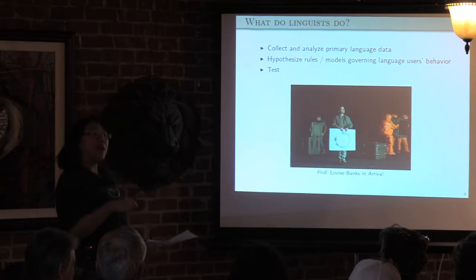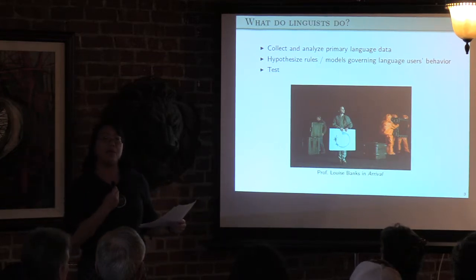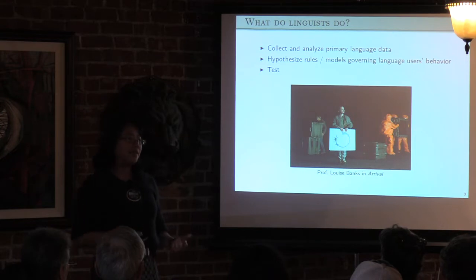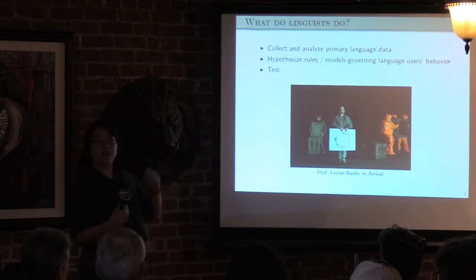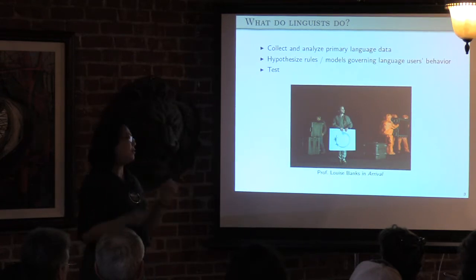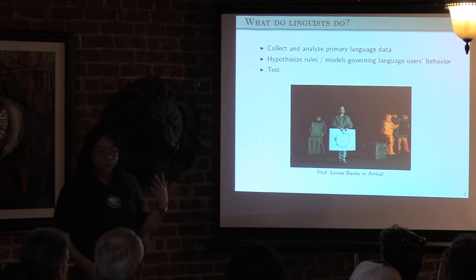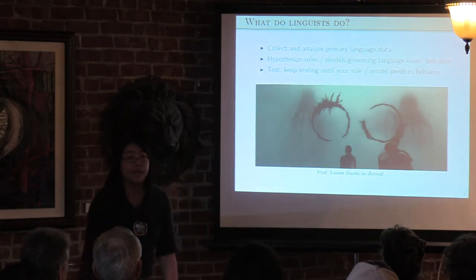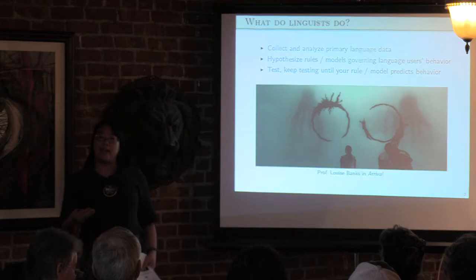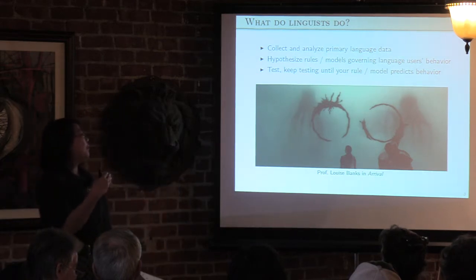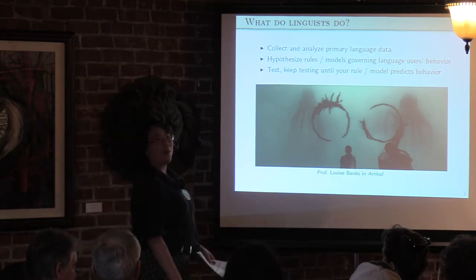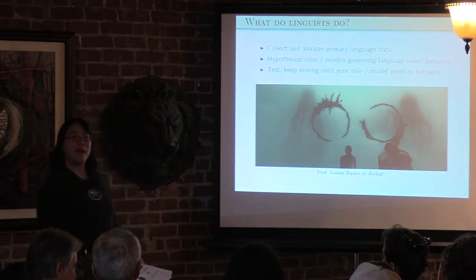And then we take our rules and our models and we make new predictions from them, and we go back to the people and we say, can you do this? And they'll say yes, they'll say no. In the case of the aliens in Arrival, they'll make a black splotch. And we'll test until we have a rule that makes sense, until we have a rule that predicts the behavior that we're seeing, right? And so in this way, linguistics is a science, right? We find data, we try to model that data, and then we go back and we test and test and retest and retest. Over and over and over again until we have something that we think might actually model what people do.